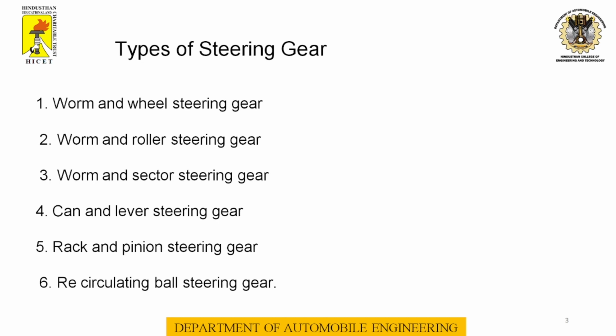Next we are going to see about the various types of steering gearbox. Worm and wheel steering gear. The next is worm and roller steering gear. Then worm and sector steering gear. Fourth, cam and lever steering gear. Fifth, the rack and pinion steering gear. And sixth is recirculating ball type steering gear.